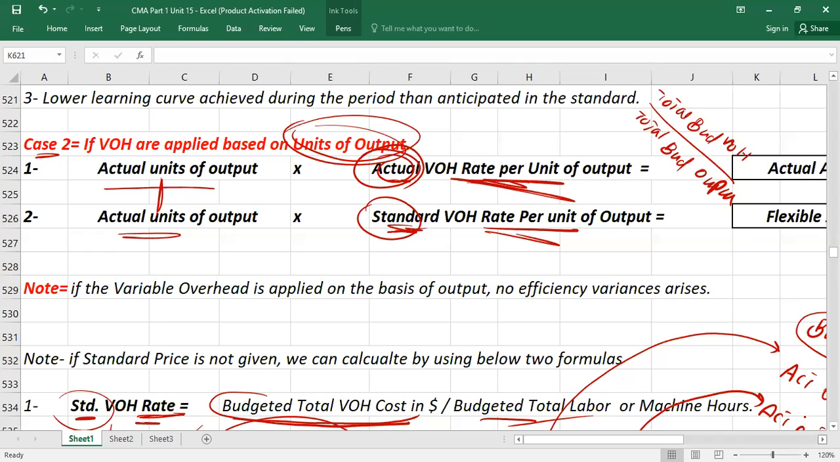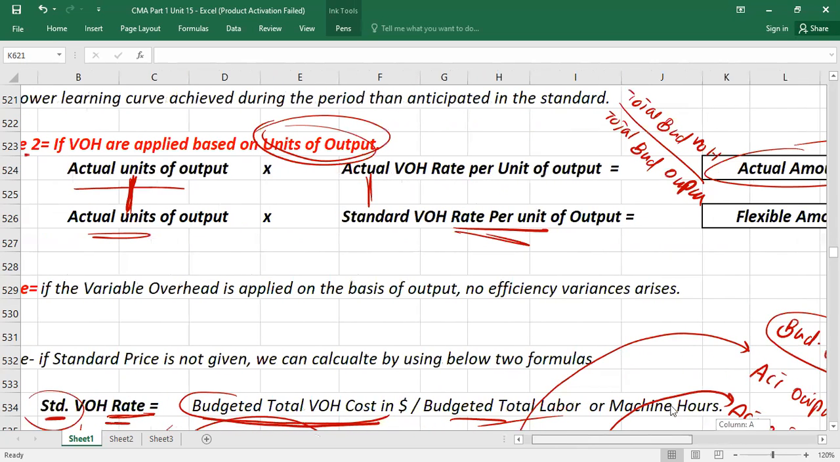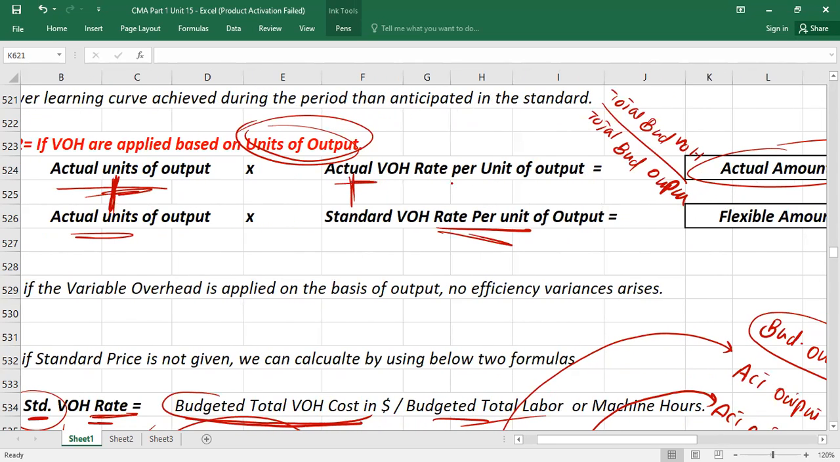So here we go, guys. Please remember here. If you look at here, is there any difference in output? No. Okay. Is there any difference in rate? Yes. I would say this is then the rate variance. The first line gives you which amount? The actual amount, because you are taking actual units and actual rates, so it is the actual amount of overheads.